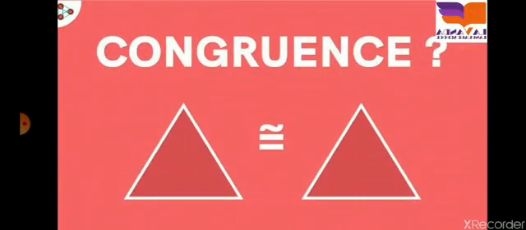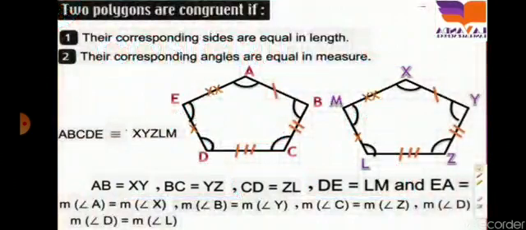Okay. What's the meaning of congruency? Congruency means, in a simple way, a copy shape, or the same shape. Two polygons are congruent if there are two conditions. Remember polygons? What are the conditions? The same sides and the same angles: their corresponding sides are equal in length, and their corresponding angles are equal in measure.